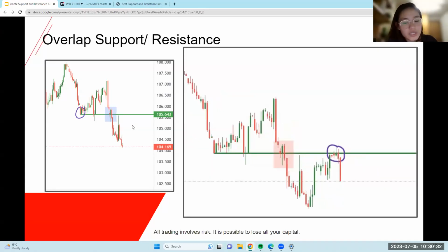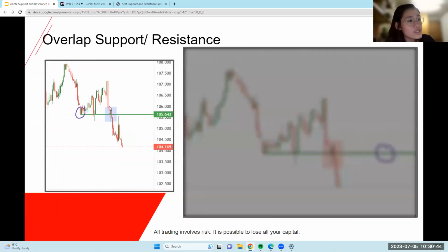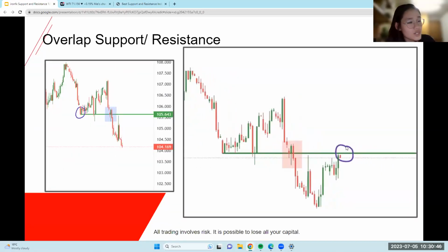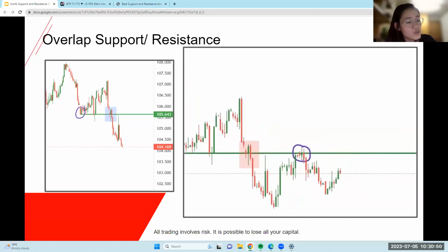Okay, so initially when we have this blue highlighted area, it is a pullback resistance. So it's not overlap yet, it is only overlap once price reverses off of that level, forming a swing high.